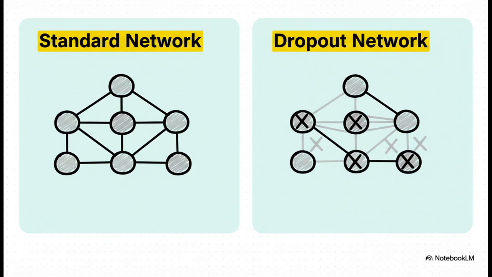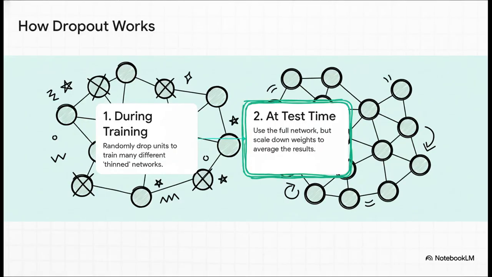And here's the key. On the very next piece of data it sees, a totally different random set of neurons will disappear. It's constantly changing. So you've got step one. During training, you're basically training a whole bunch of these unique, smaller, thinned-out networks, one after another in rapid succession. Then comes step two, when you actually test the AI. And this is the truly genius move. You don't drop anything out. You use the entire, full-strength network, but you make one tiny change. You just scale down all the connection weights.